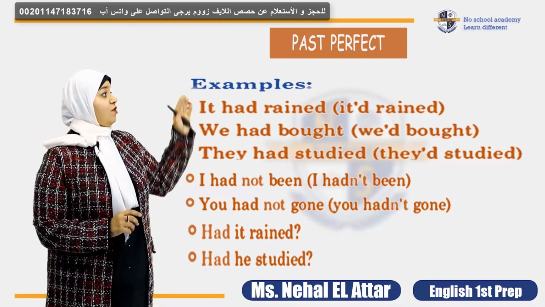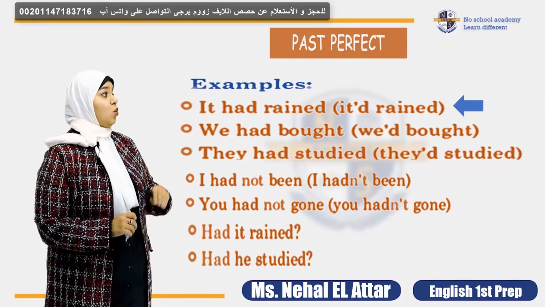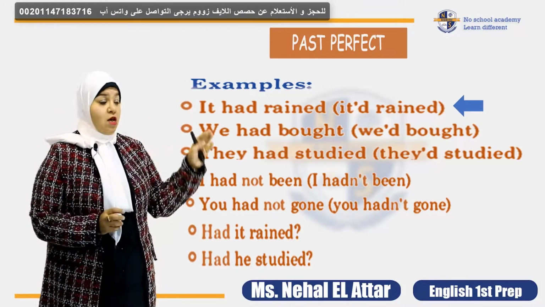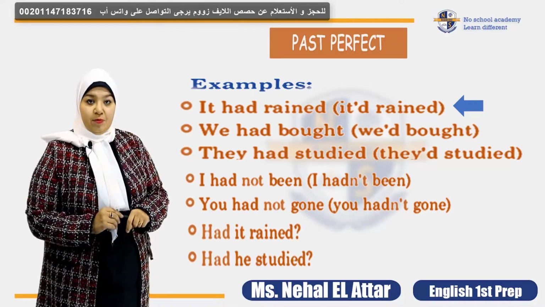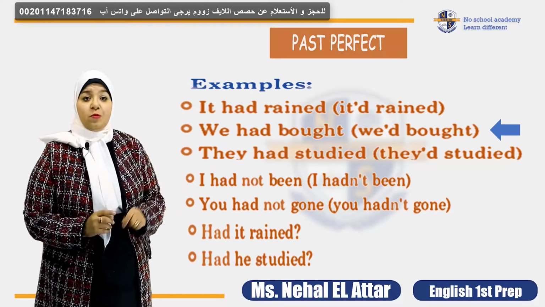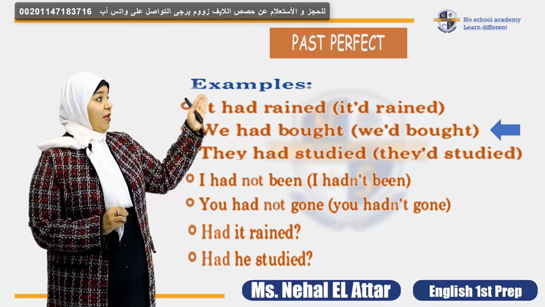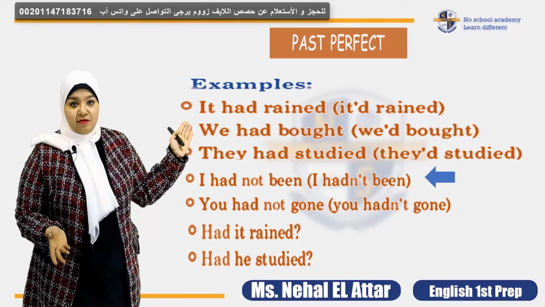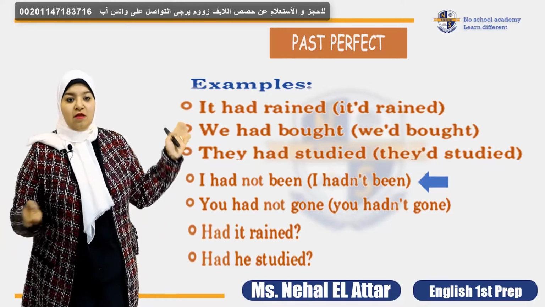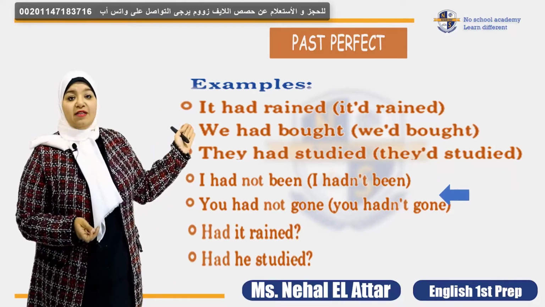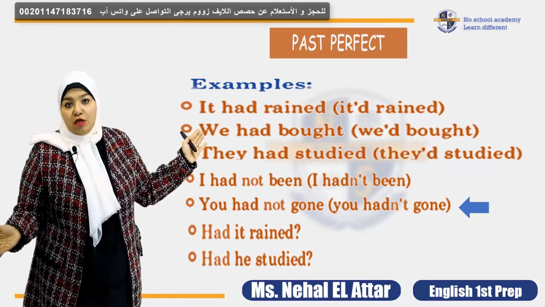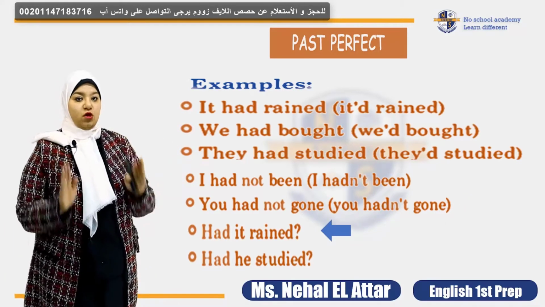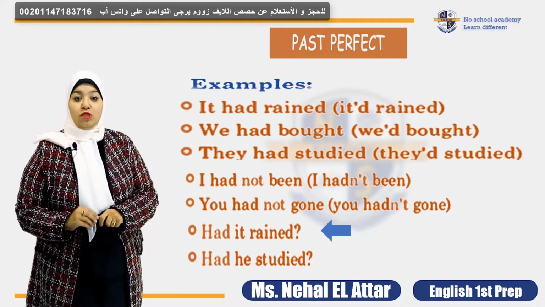So let's read together. The first one is: it had rained, or it'd rained, with the short form apostrophe D, and of course rained is the PP. The second example, so please read with me: we had boat, we'd boat, we can say it like this. And then I hadn't been, or I had not been. Then you hadn't gone, or you'd not gone. And had it rained, and so on. So these are the three forms as I told you.